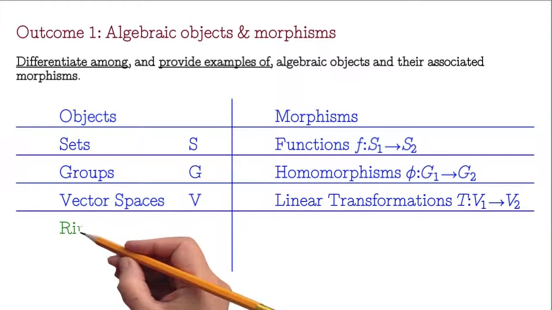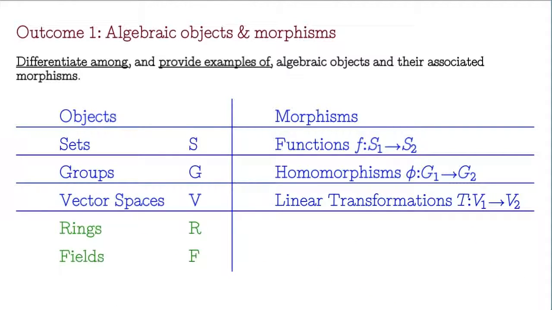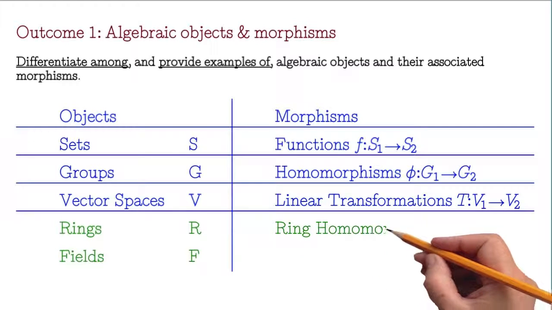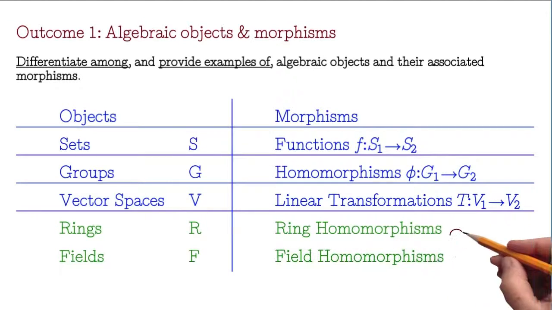Well, of course, in Abstract Algebra 2, we're going to meet different kinds of objects. And specifically, the kinds of objects we're going to be most concerned with this semester are rings and fields. And each of those kinds of objects is going to have its own kind of morphism as well. The rings will have ring homomorphisms, and the fields will have field homomorphisms. And so we're going to want to know what the differences are between these things, and what are some examples of this particular kind of object and particular kind of morphism.